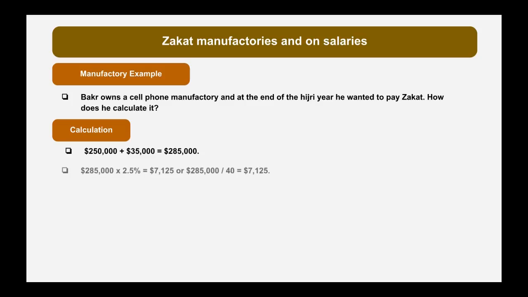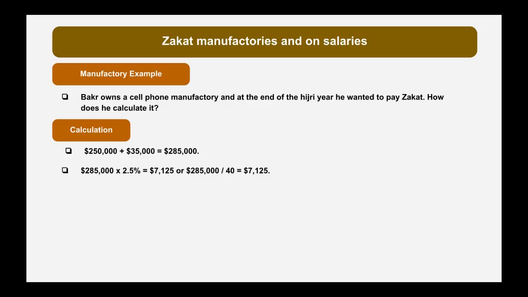Now, to calculate the zakat on these $285,000, we do the following. We take the $285,000 and multiply it by 2.5%, which will give us $7,125, or we take the $285,000 and divide it by 40, and it will give us the same amount, $7,125. That's the amount that Bakr has to pay as zakat for his cell phone manufacturing.